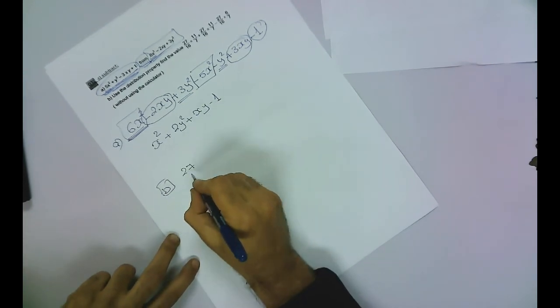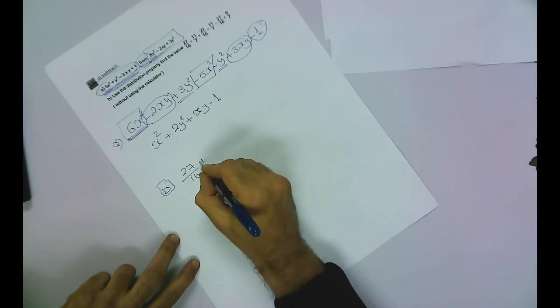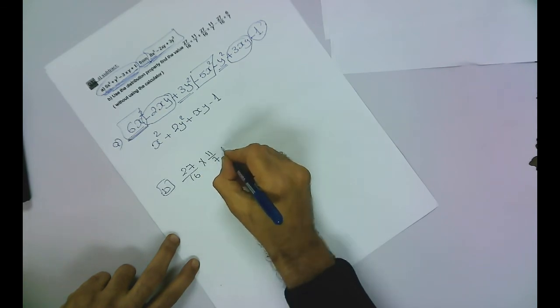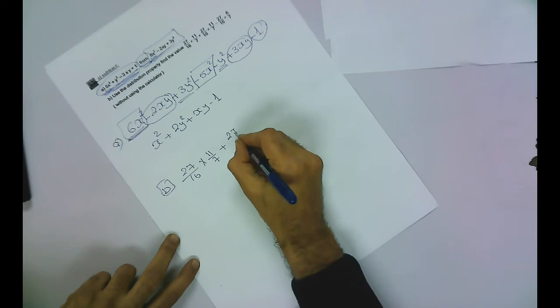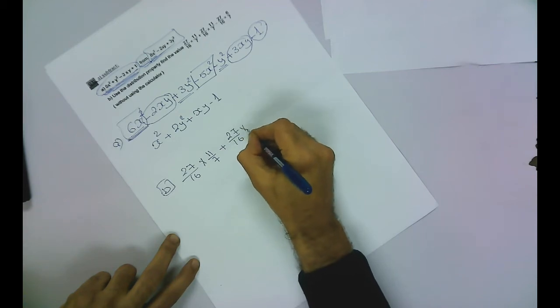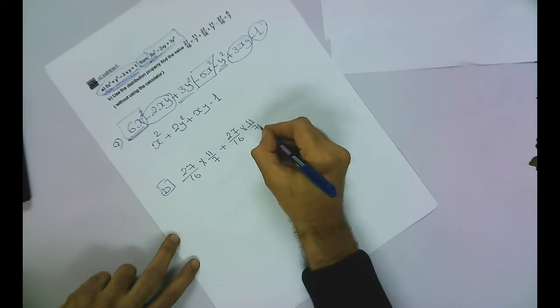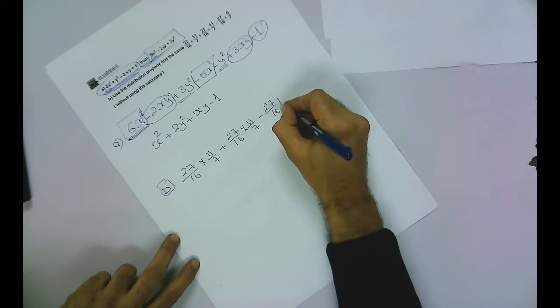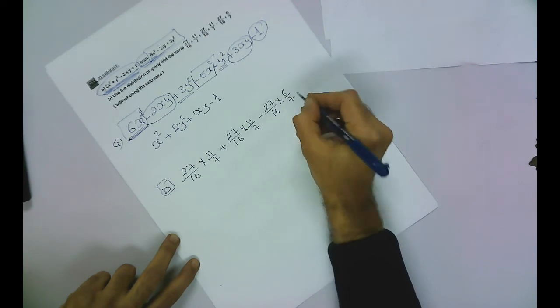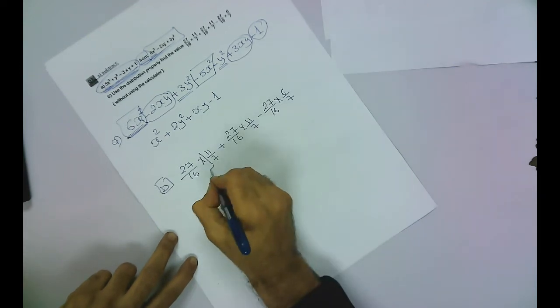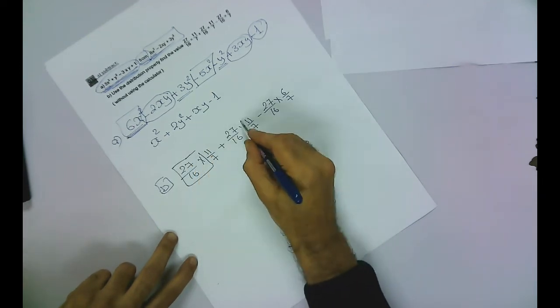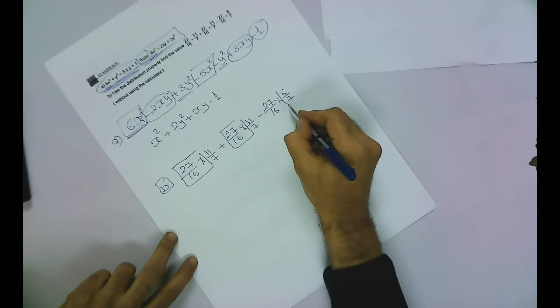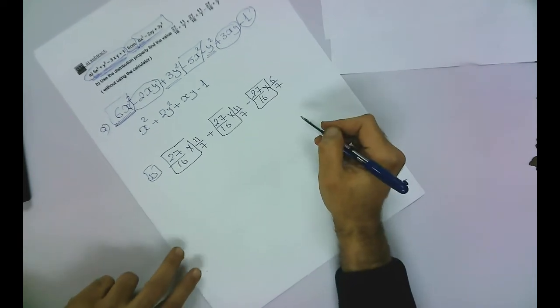27 over 16 times 11 over 7 plus 27 over 16 times 11 over 7 minus 27 over 16 times 6 over 7. 27 over 16 is the repeated number. The common factor between them is 27 over 16.